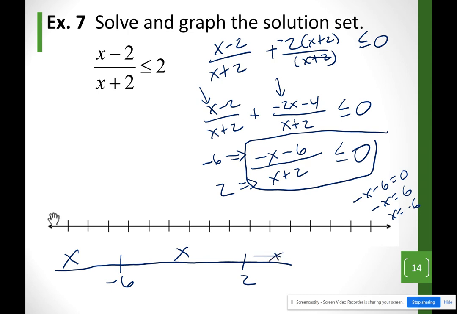All right. Let's take a look. I'm thinking of a number less than negative 6. I'm looking at my first section, any number less than negative 6.